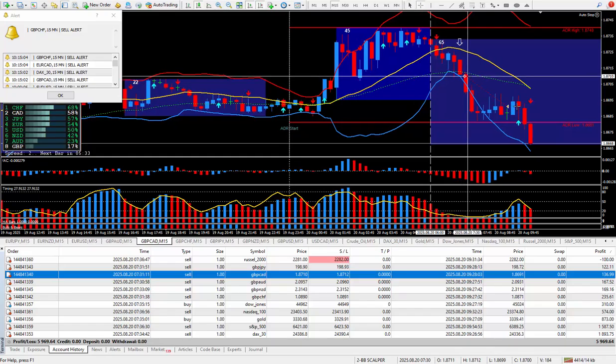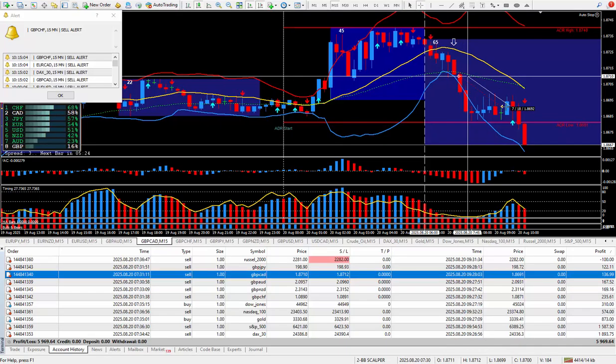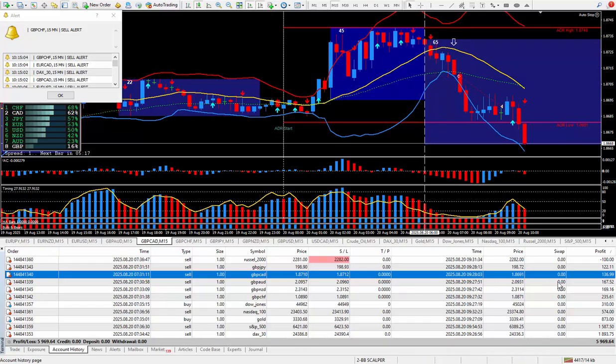So getting in at this point, selling it, closing it out right here, locking in 18 pips, paid out $136.